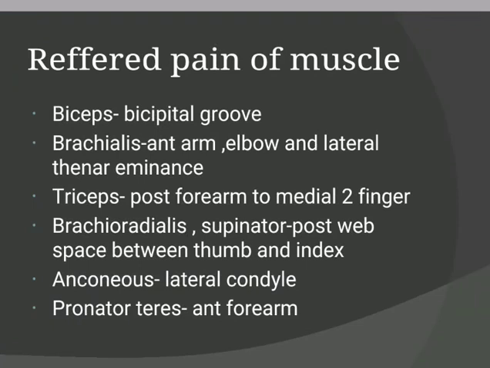Then for the referred pain of the muscles, like in biceps, pain in the bicipital groove. In brachialis, pain in the anterior arm, elbow, and lateral thenar eminence. In triceps, there is pain in the posterior forearm to the medial two fingers. In brachioradialis and supinator, there is pain in the posterior web space between thumb and index. And in anconeus, there is pain on the lateral condyle. In pronator teres, there is pain on the anterior forearm.